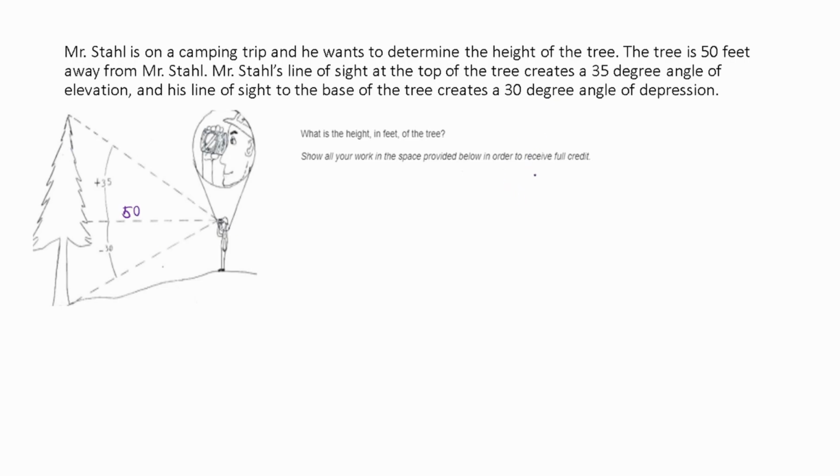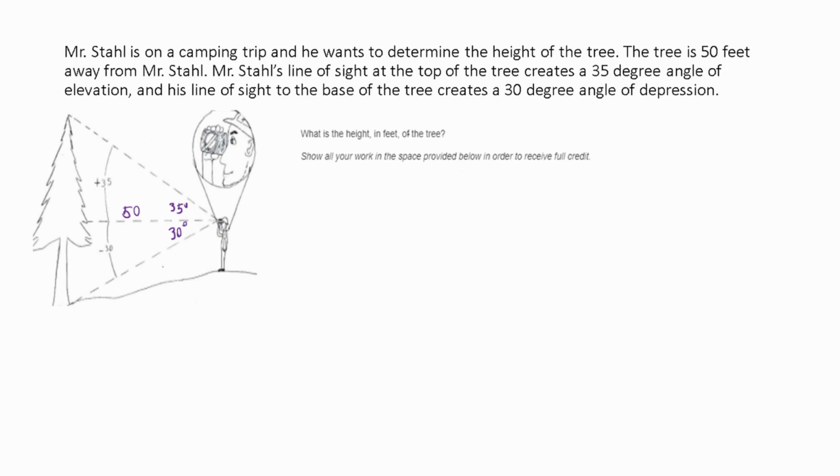So it's 50 feet away, right? And then it says, Mr. Stahl's line of sight at the top of the tree creates a 35-degree angle, which we see here, there's 35. So I'm just going to rewrite this right here, 35 degrees. And then the angle of elevation, right? And then the line of sight for the base of the tree, 30-degree angle of depression, which is going to be right here, 30 degrees.